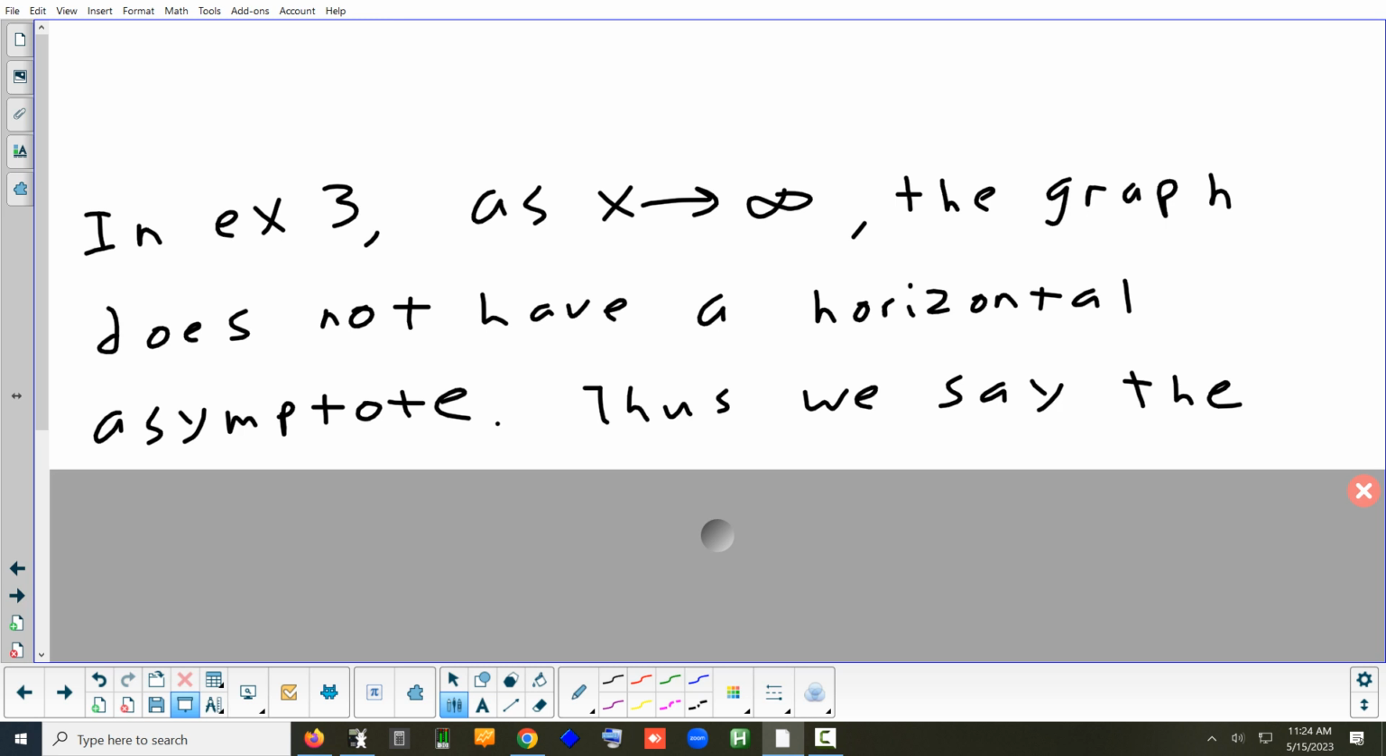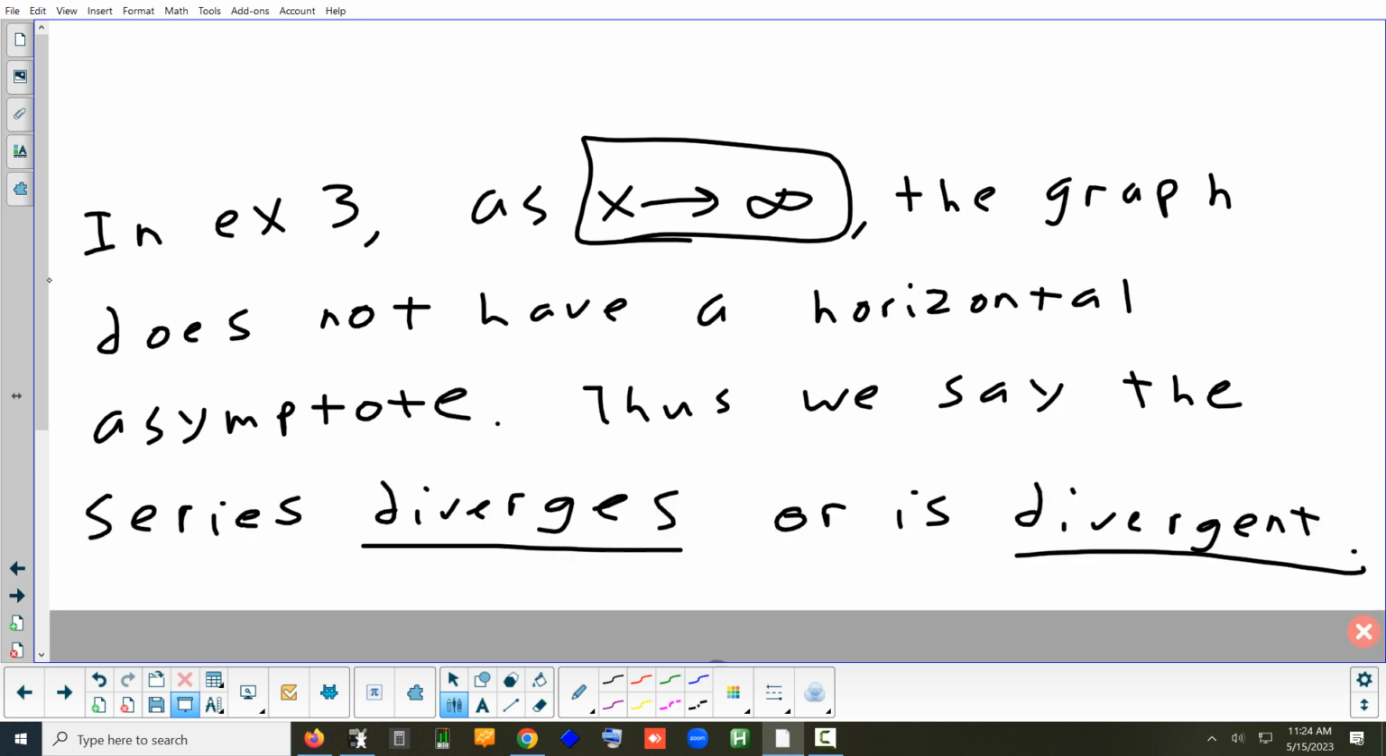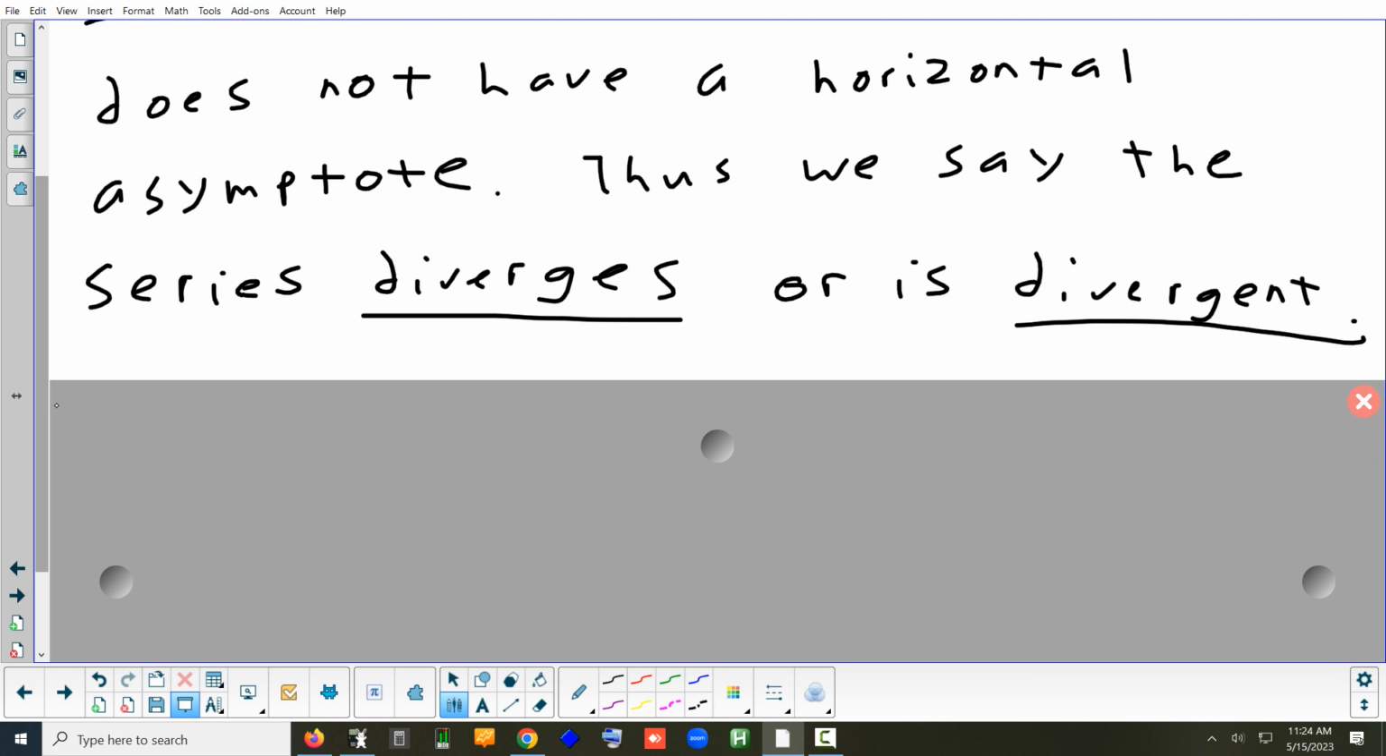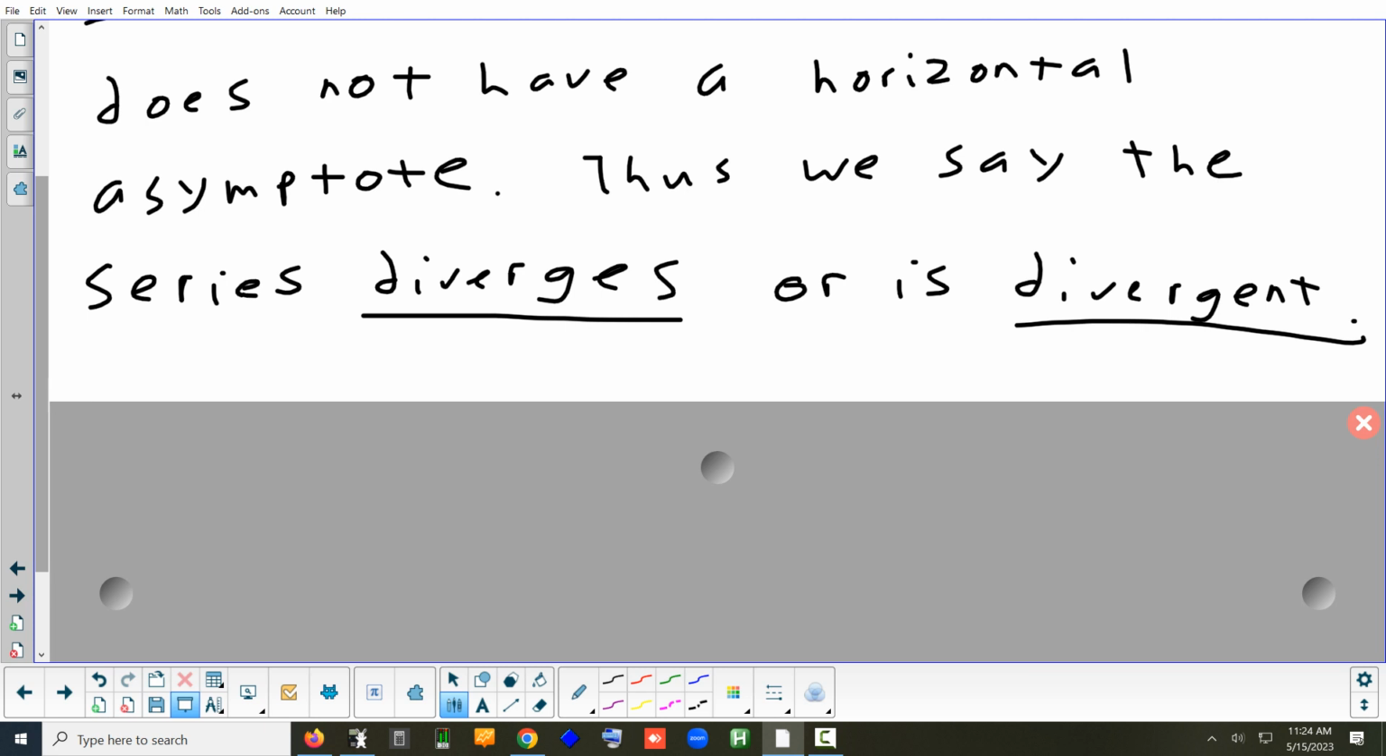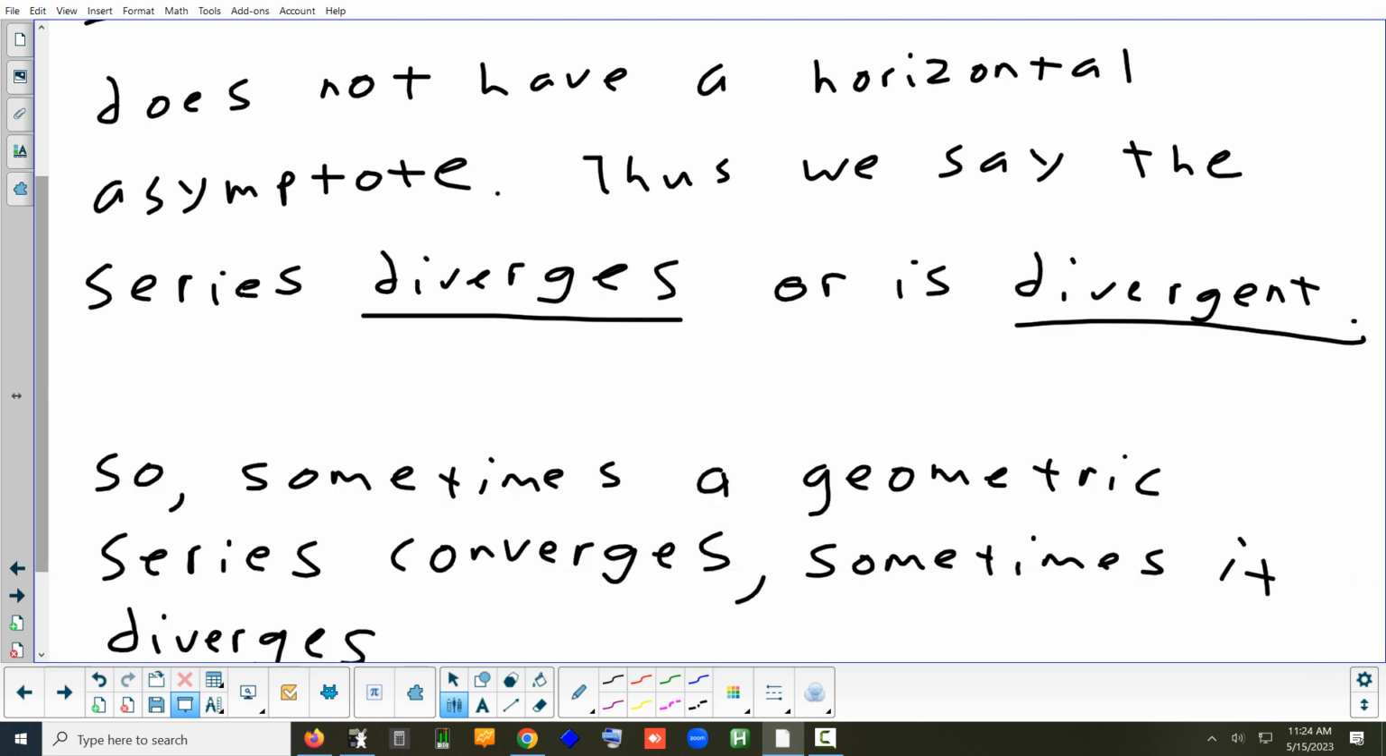There's no horizontal asymptote here as you head to the right. That's the point. Okay, your dots are not getting closer and closer to anything. So we would say that this series diverges. So sometimes a geometric series will converge, sometimes it'll diverge. It depends on the R value.